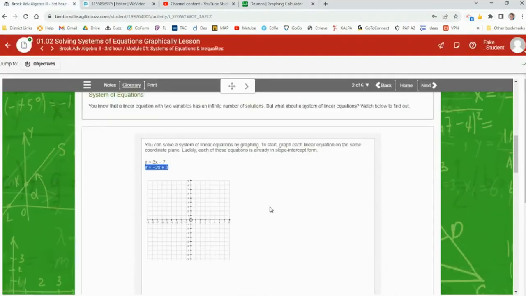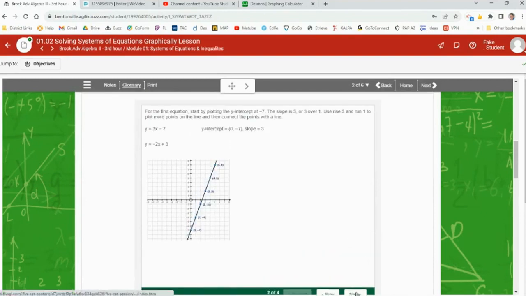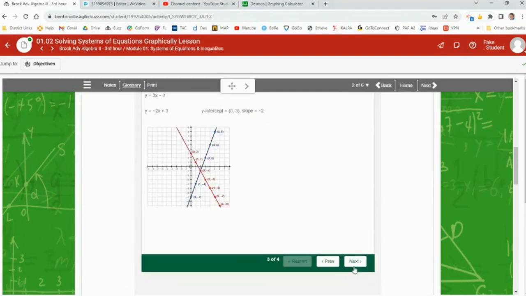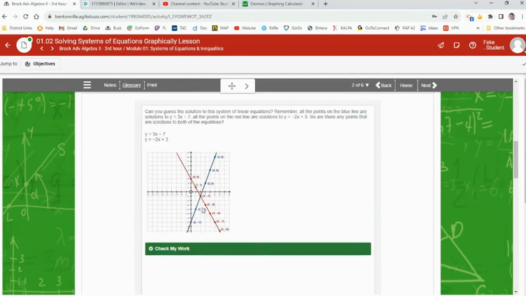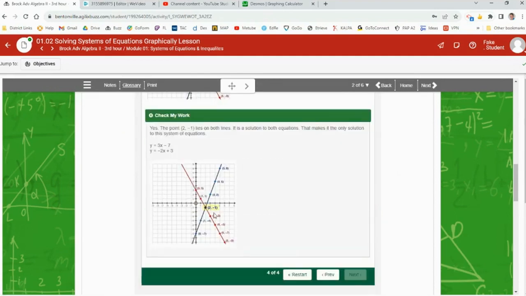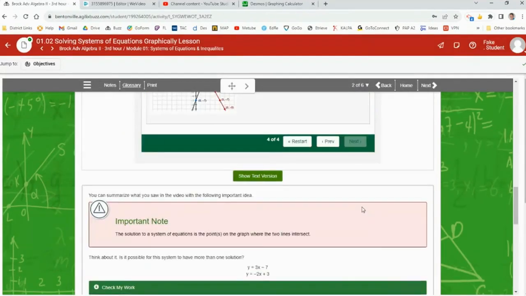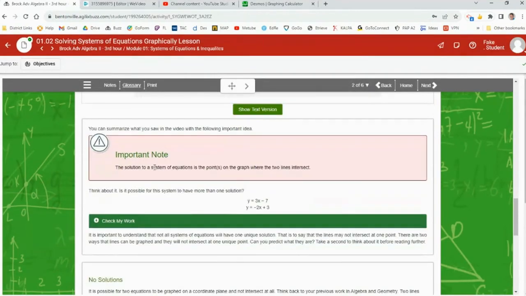So I go back here and they're going to graph it for me there. They show the solution is (2, -1) right there, just like we did. Check my work. (2, -1). That's what we did on Desmos, (2, -1). Important note: the solution to a system of equations is the point on the graph where the two lines intersect. That's where they're equal.